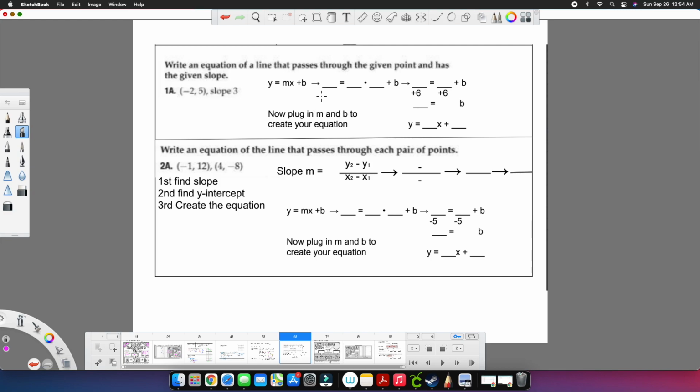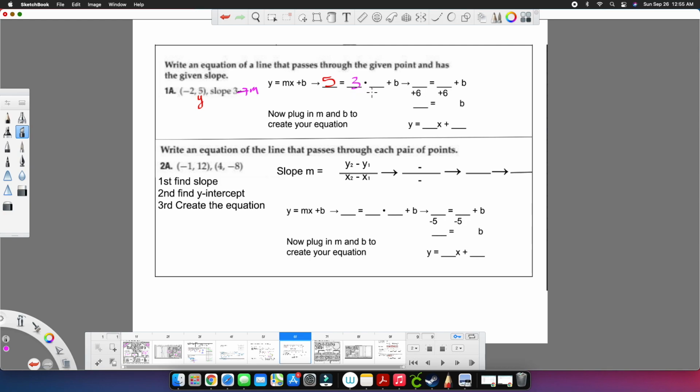So remember, we have y. I'll color code this again, why not? Y, so that's 5, equals m. So 3, oops, I thought I chose pink there. Pink, m.